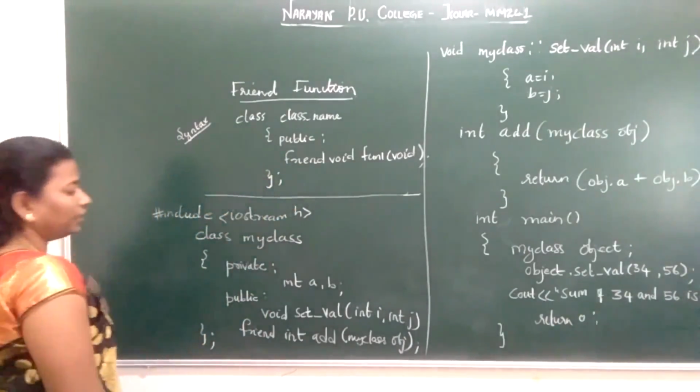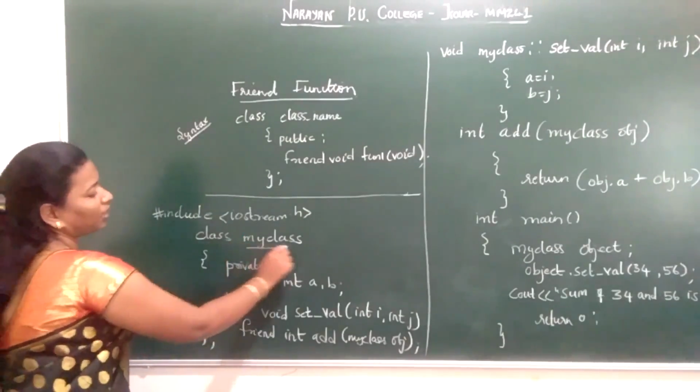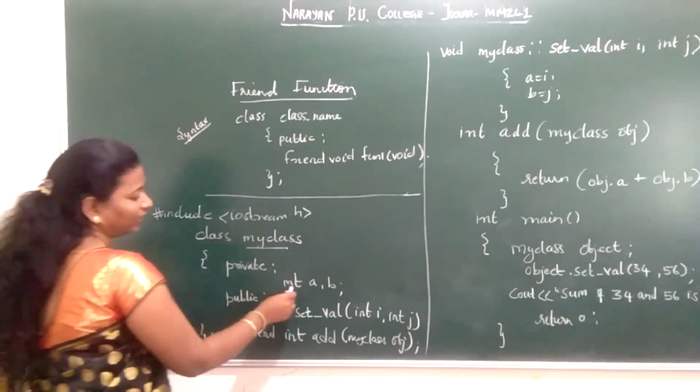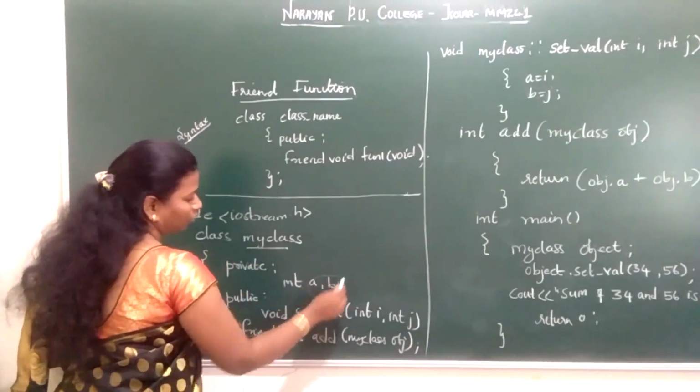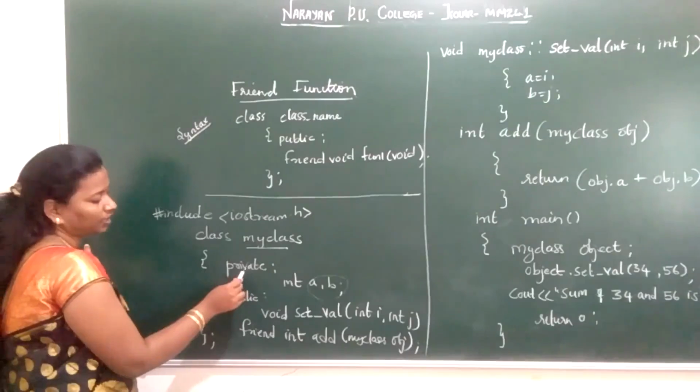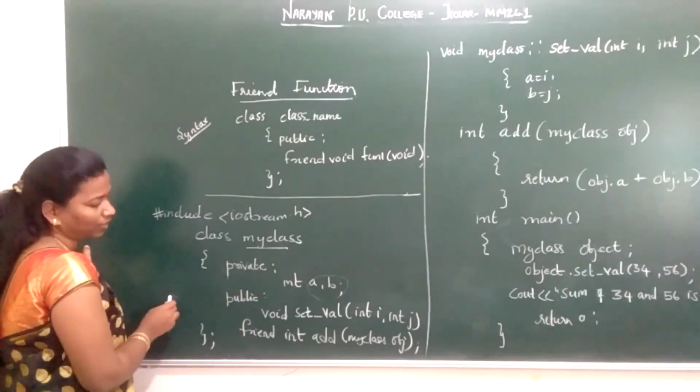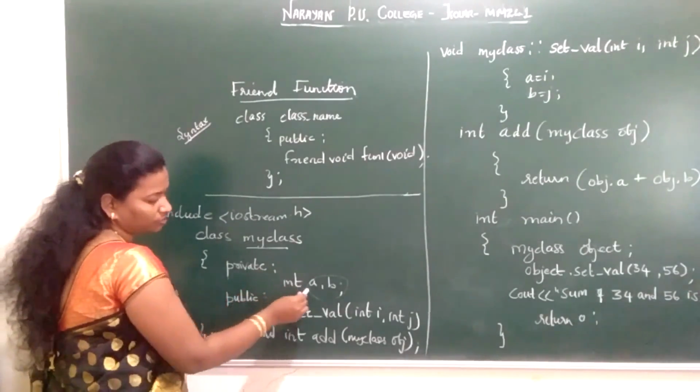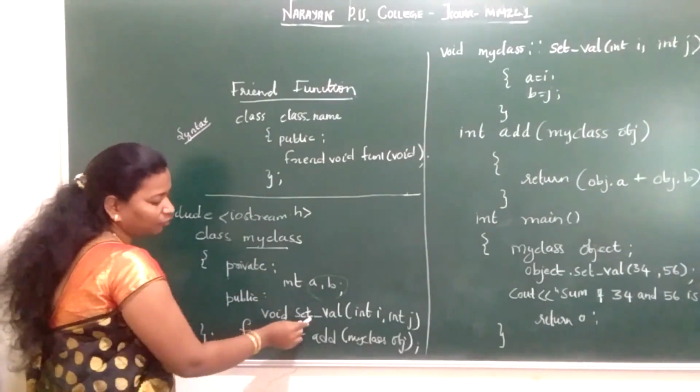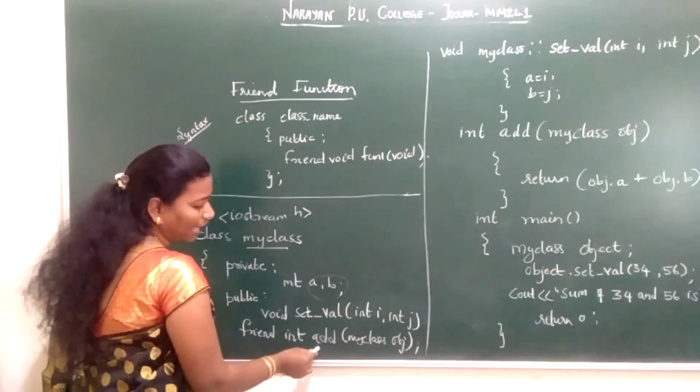For example, here in the example I have taken my class as my class name. I have private int a and b. A and b are my data members. That is private. My access specifier is private. Okay. That means outside the class we can't use a and b. Now I have two functions, one is setval and add.